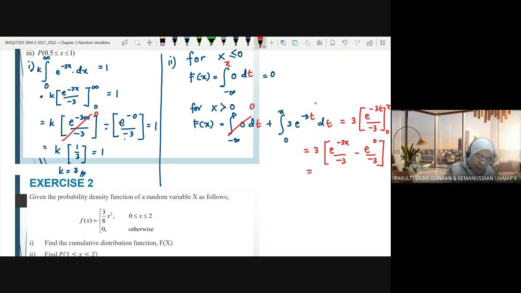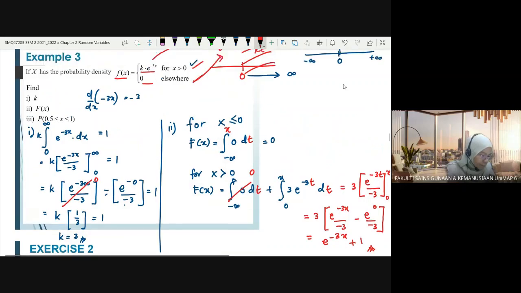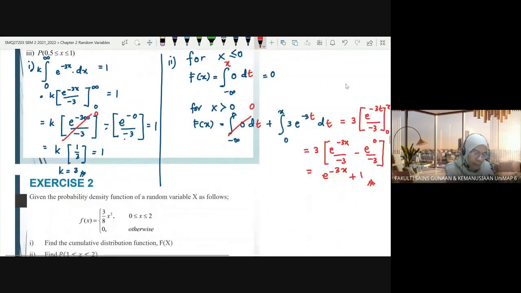So if we cancel out 3 here, so we take out negative 3, 1 over negative 3, so you will get what? e to the power of negative 3x plus 1. Am I correct, class? You get this for number 2.